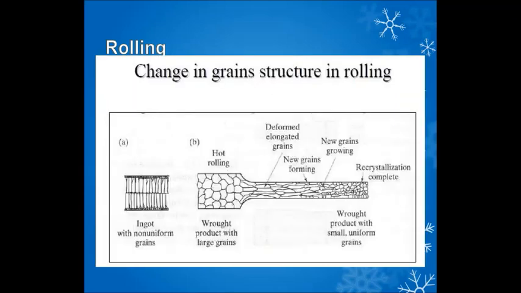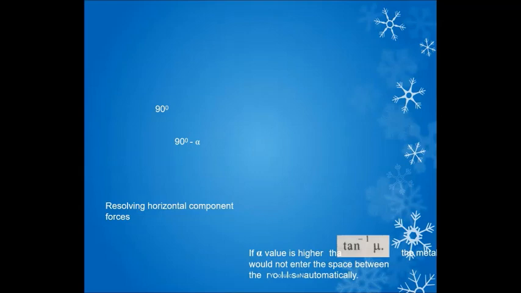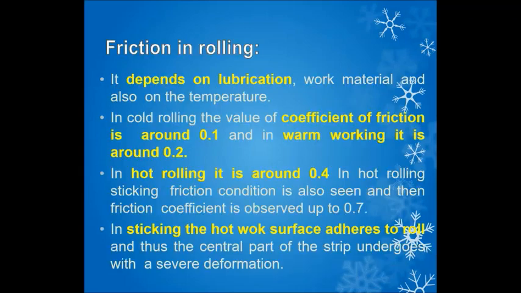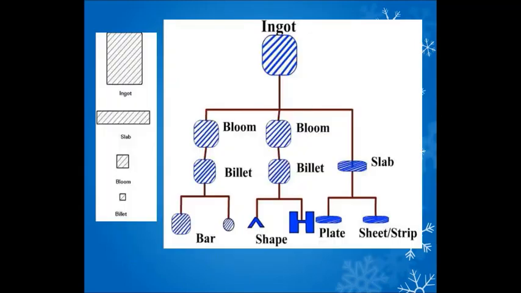Ingot is the normal angle of contact or bite. The metal contact resolves horizontal component forces. Friction in rolling depends upon the lubrication, work material, and also the temperature. In cold rolling, iron from the short ingot, bloom, billet, slab is further rolled into bloom, billet, then bar shape. As per our requirement, we can make use of this.